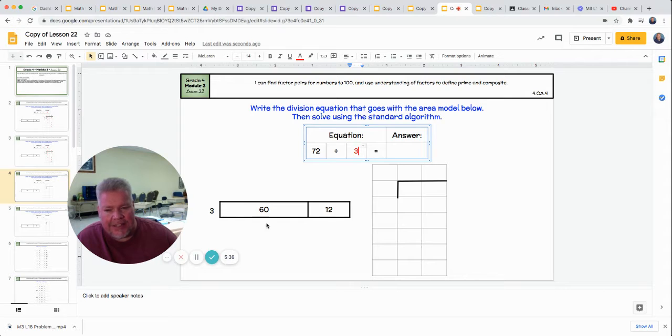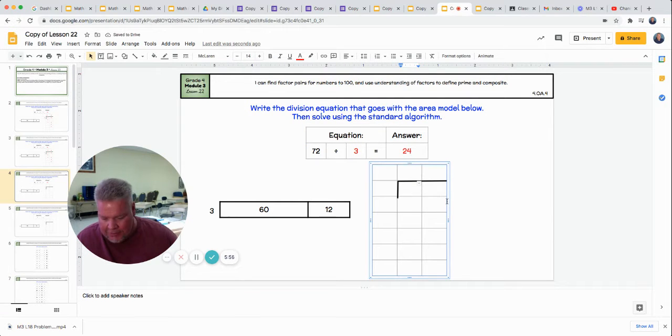What times 3 is 60? Okay, well, 2 times 3 is 6, and add a 0, so 20. 20 times 3 is 60. And how many 3s are in 12? There would be 4. So 24 is what we think the answer is.